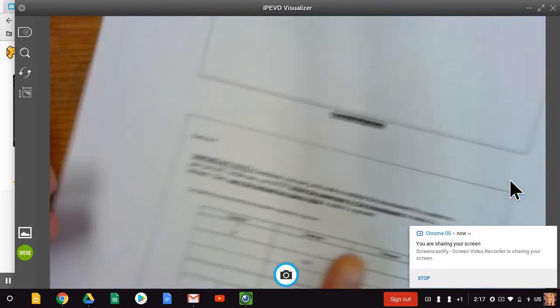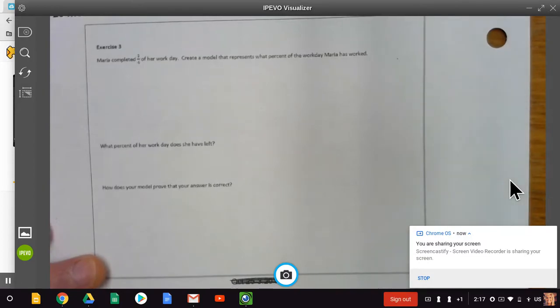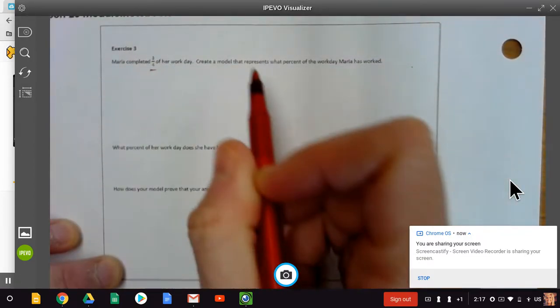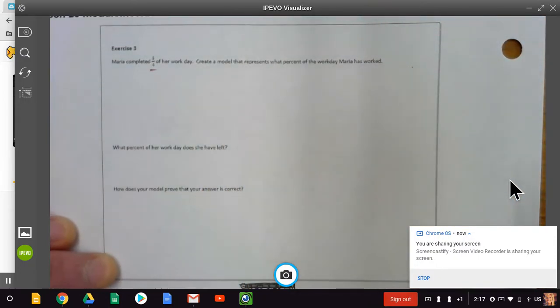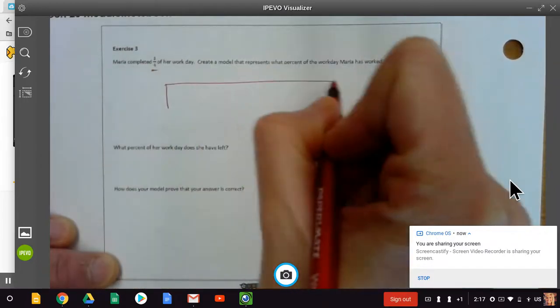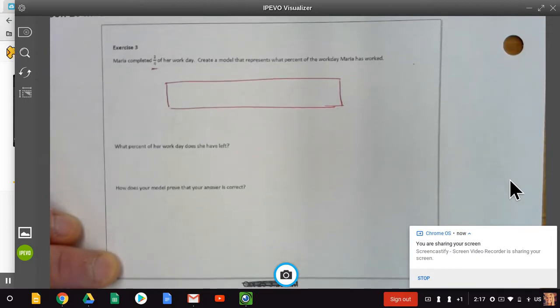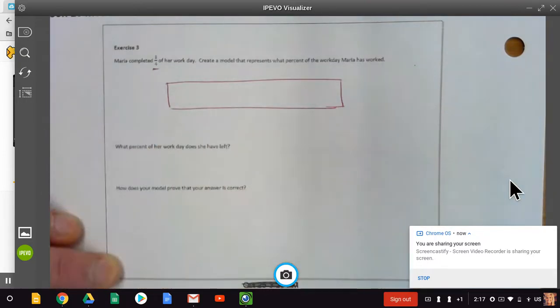Okay, the last page is on the back, and we're going to do number 3, and then we're going to do the chart at the bottom. So it says Maria completed 3/4 of her workday. Create a model that represents what percent of the day Maria has worked. So we can draw a box, kind of like a tape diagram, and we can divide it into how many total parts. You get your total from your denominator. So pause the video and break this into the number of parts that you think you should break it into.